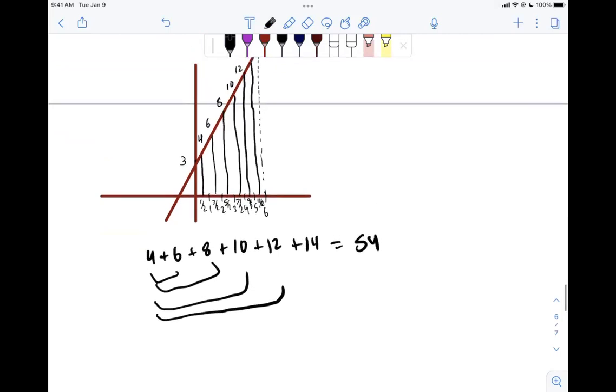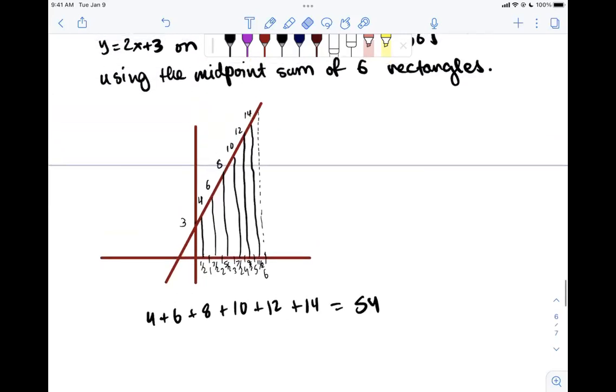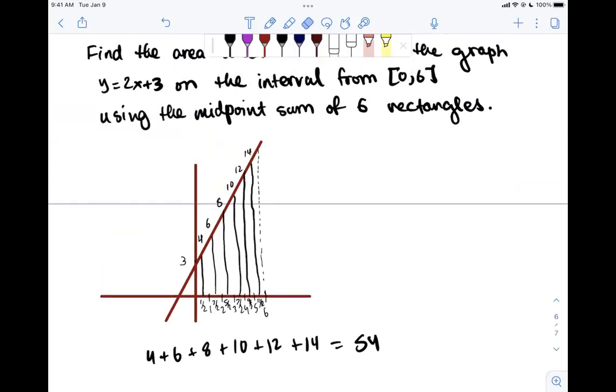So now let's check if this is actually what we wanted to get. There are two ways to check this. In this case, because it's linear, we can also just find the area directly. So let's do it both ways. The first way is the fundamental theorem of calculus. So the integral from 0 to 6 of 2x plus 3 dx.